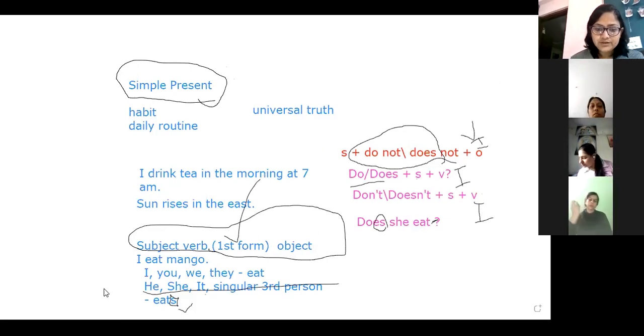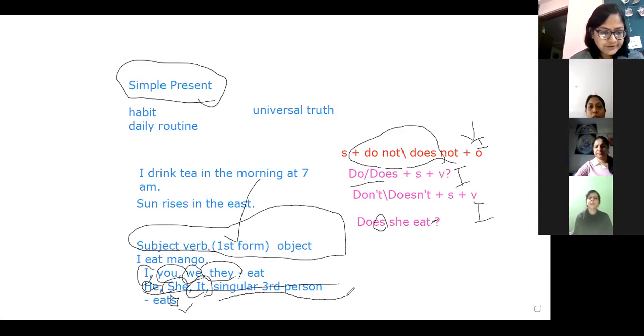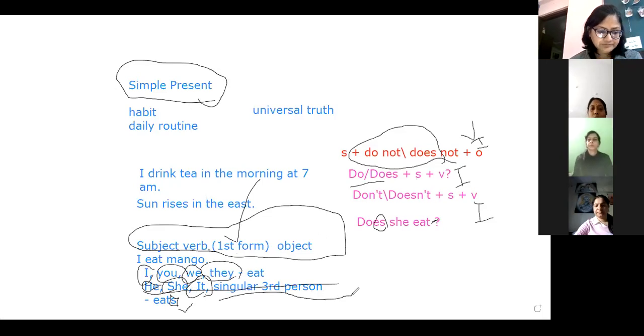And where do we use do? Do is used for plural: I, you, we, and they, right? And where do we use does? For he, she, it, or the singular third person. Okay.